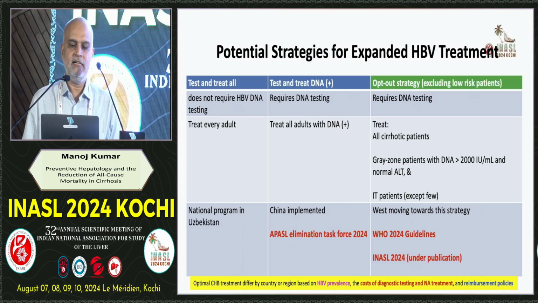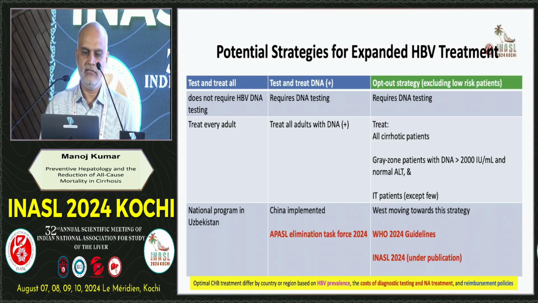There have been potential strategies for expanded HBV treatment. We will discuss this. First strategy is test and treat all. Do not even test HBV DNA. Uzbekistan is going in this direction. Second strategy is treat all DNA positive. China has already implemented this, and the Basel Elimination Task Force recommends this. Then there is another strategy, the opt-out strategy, that is exclude low-risk patients, and WHO guidelines belong to this category. INASL guidelines can also be included in this category.